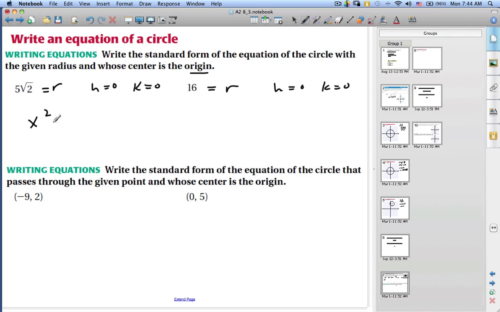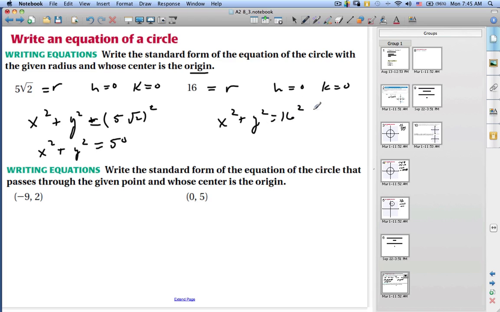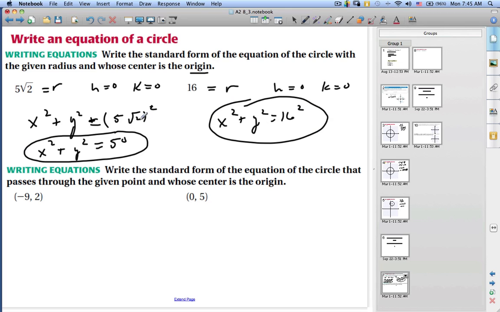So I'm going to have x squared plus y squared equals 5 radical 2 squared. So 5 squared is 25, radical 2 squared is 2, 25 times 2 is 50. So x squared plus y squared equals 50. And in this case, x squared plus y squared equals 16 squared. And if I wanted to, I could square 16 and put that number. I squared this one because it's more appropriate to not have the radical in my problem. That's why I took the time to do that.